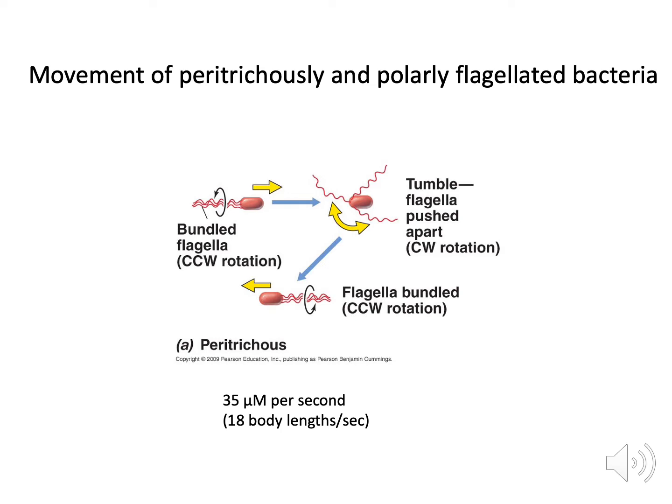E. coli is pretty fast. It can move about 18 body lengths per second. As a reference, a cheetah at top speed can move 3 body lengths per second.